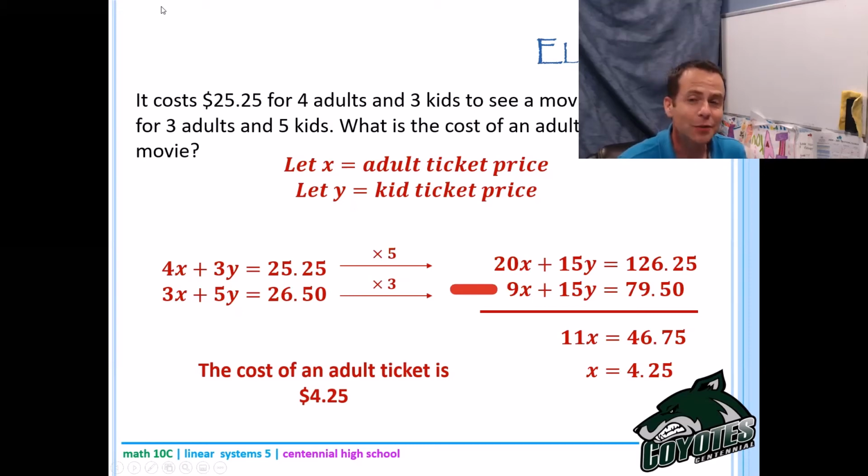It says, what is the cost of an adult movie ticket? I never asked you what the cost of the kid movie ticket was, okay? So if the first thing you do actually answers the question, then you're good to go. If this question said, what is the price of a kid movie ticket, then you would have to finish solving the system, and you'd have to plug in your x and figure out what your y is, okay?